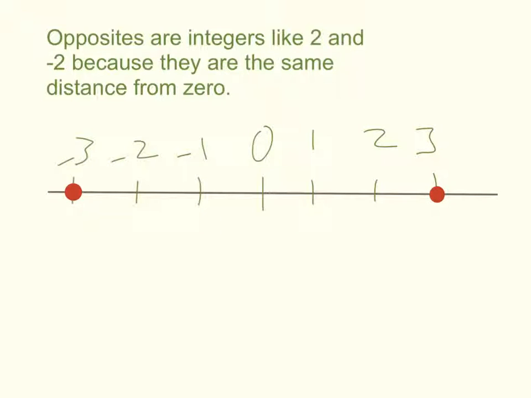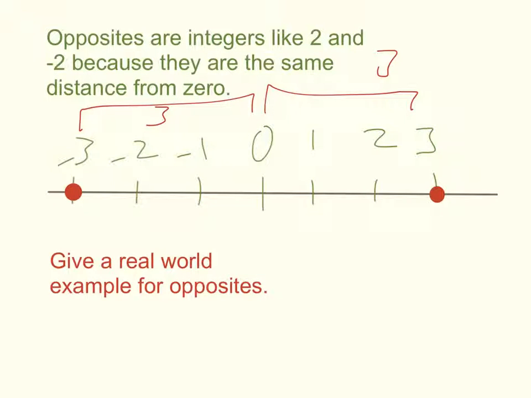Opposites is your next vocabulary word. Opposites are integers like 2 and -2 because they are the same distance from 0. So, the example I gave on the number line would be 3 and -3. They are both 3 units away from 0. That makes them opposites of each other. In your notes, I want you to write a real-world example for opposites. One example I have is hot and cold.